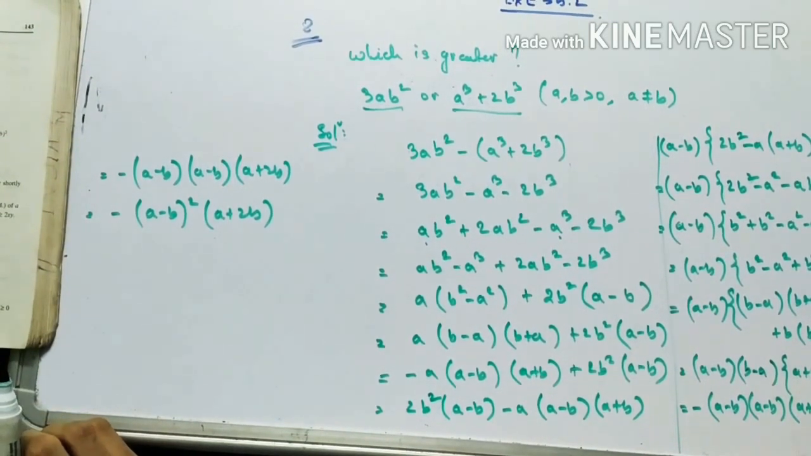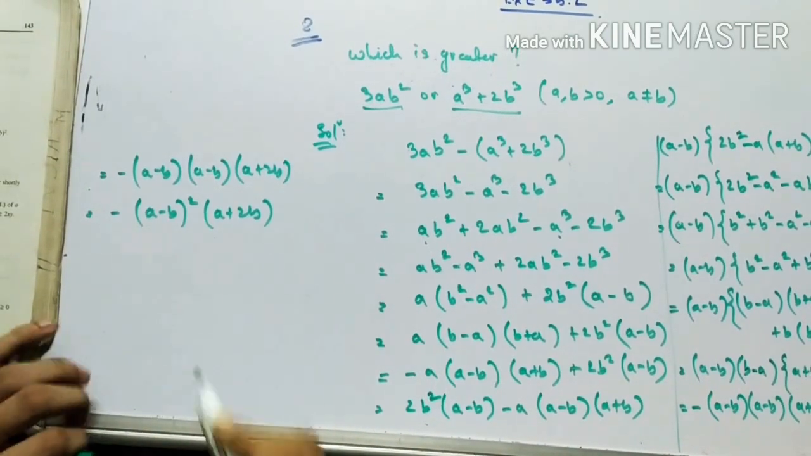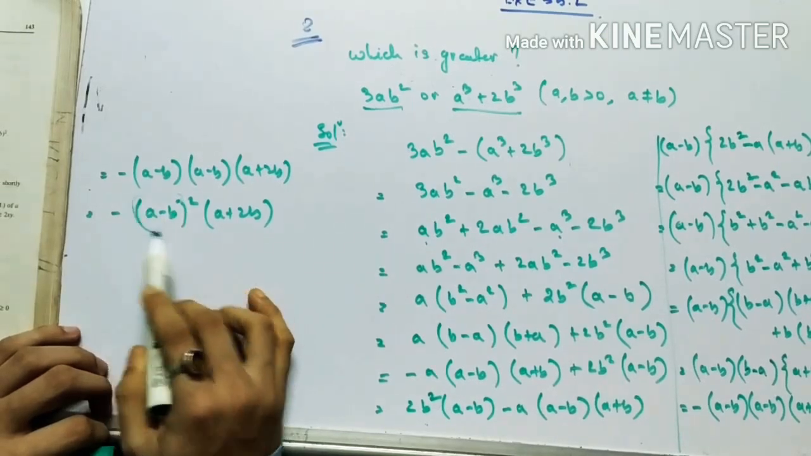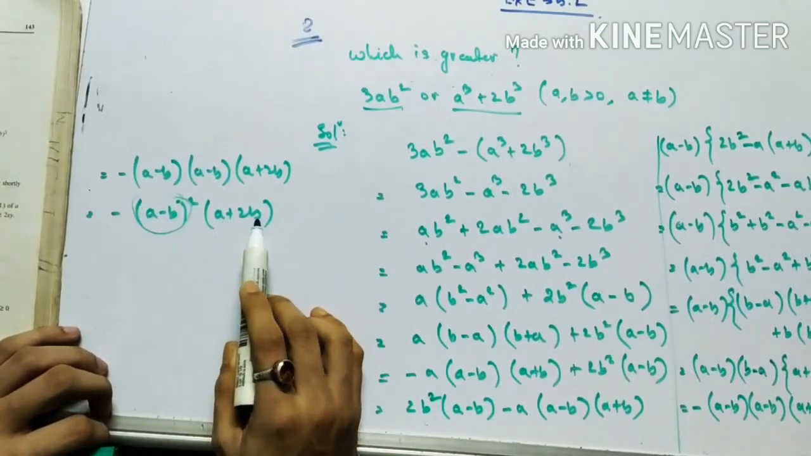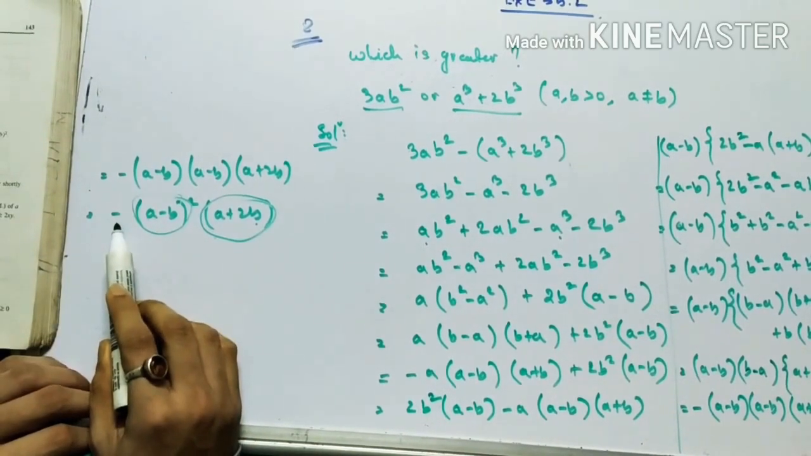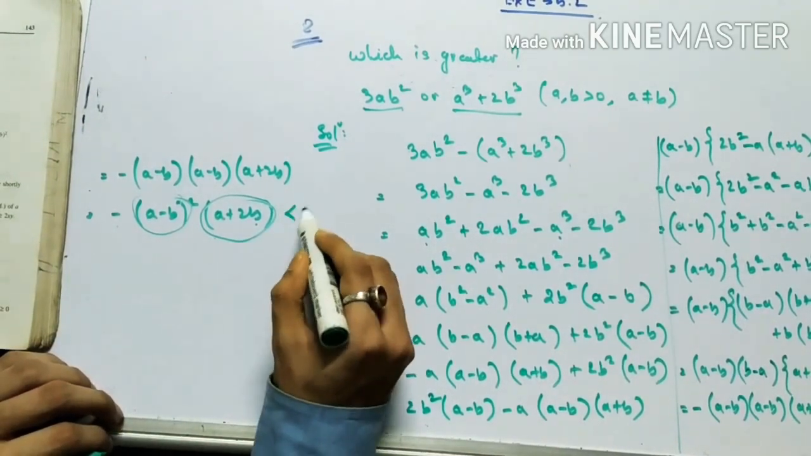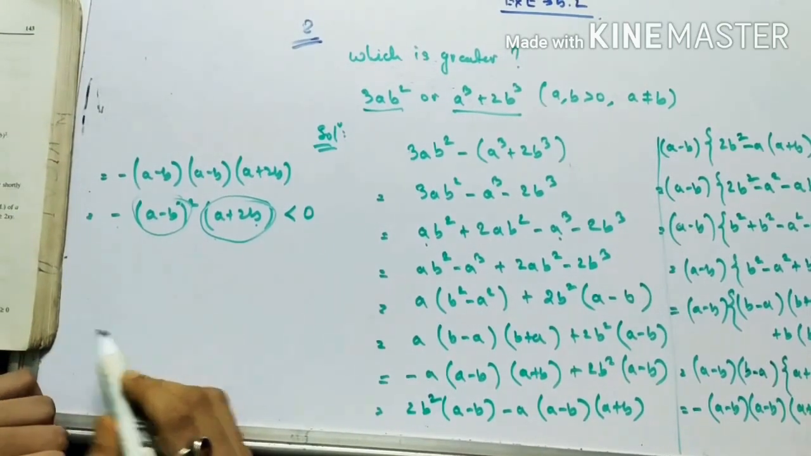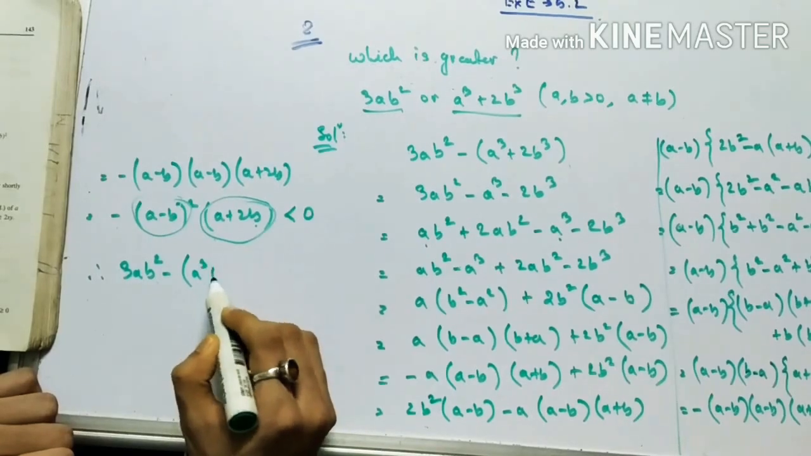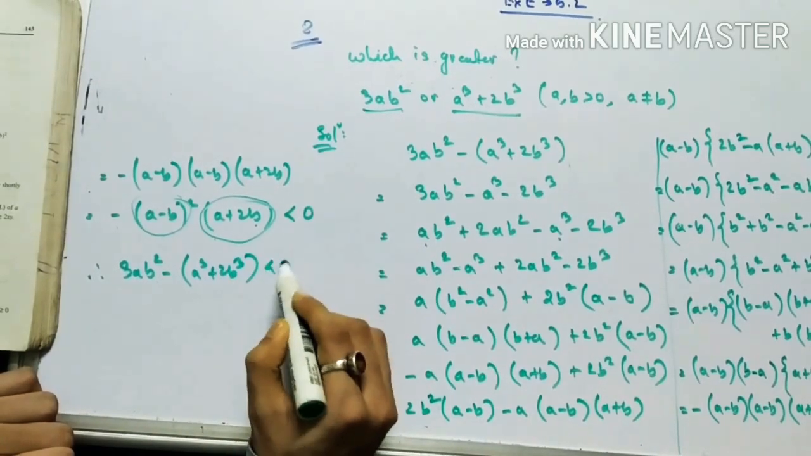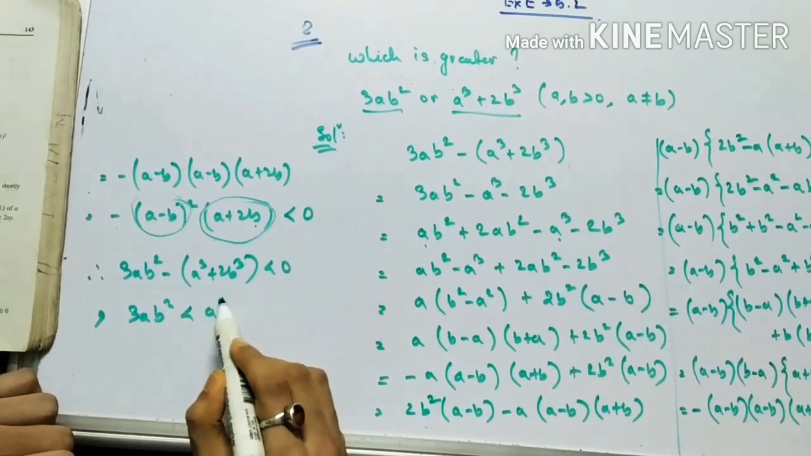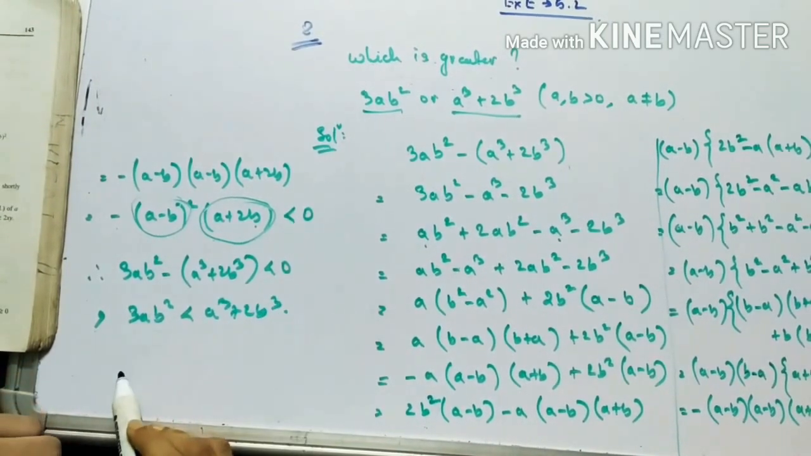So in here you see, this is negative there. a minus b the whole square, this will be positive. a plus twice b, this will also be positive. But as there is a negative sign there, that means it will become less than 0. So therefore I can say that 3ab square minus a cube plus twice b cube is less than 0. So 3ab square is less than a cube plus twice b cube.